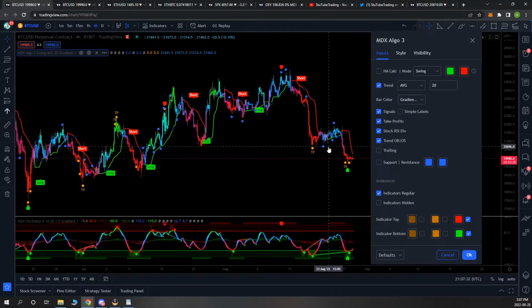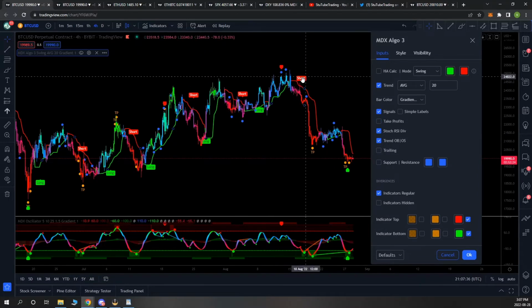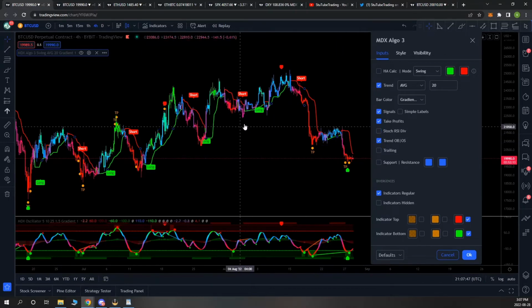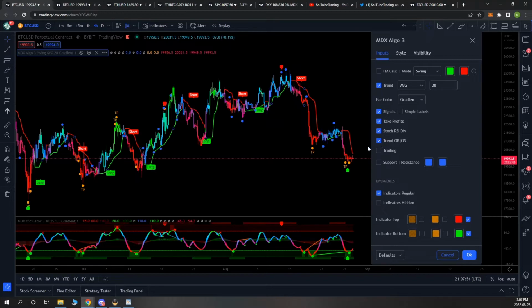Obviously, you're here, take profits, that would be our TP here on any positions. If it was telling us to go short here, we have our take profit down here. So we can choose if we want that on there as well. The Stoch RSI divergences, that would be our blue dots. And here we also have our trend, overbought, and oversold. And these are the orange dots that look just like the take profits. There's just a few more of them. So yeah, that's what those are there.